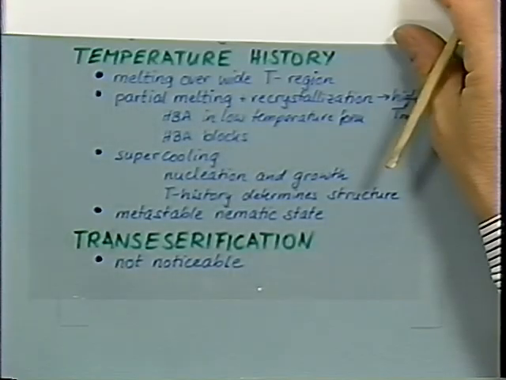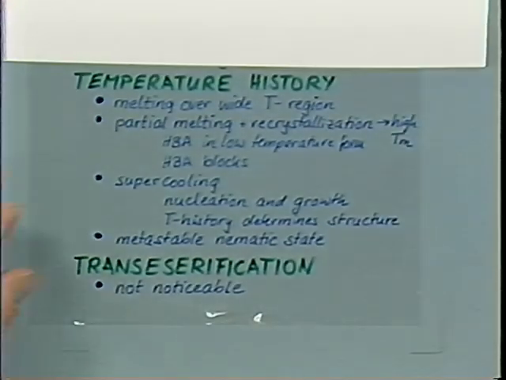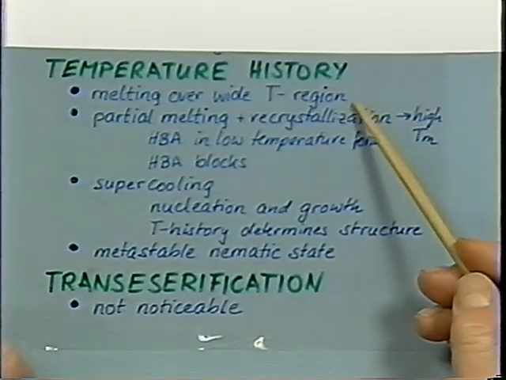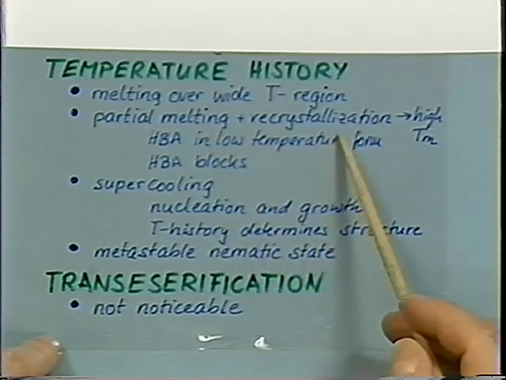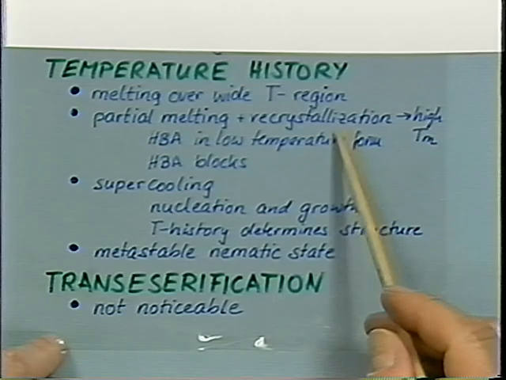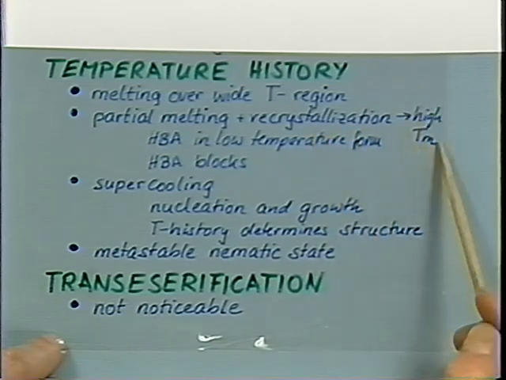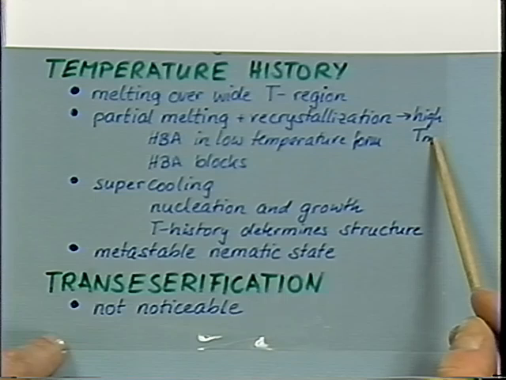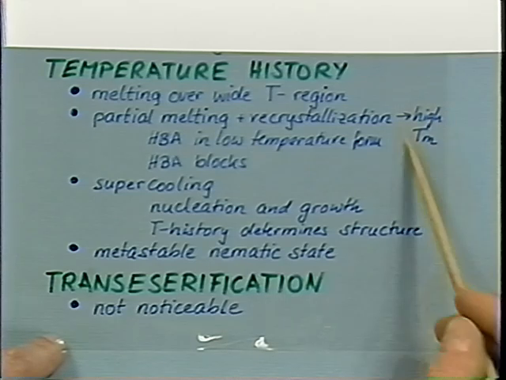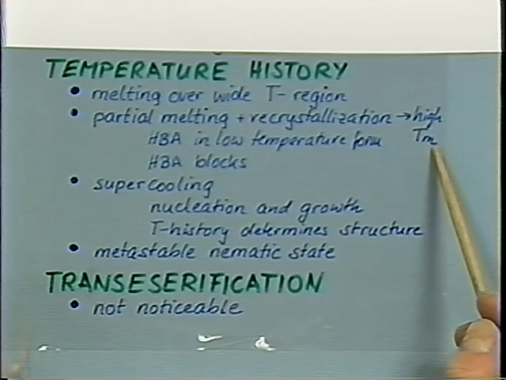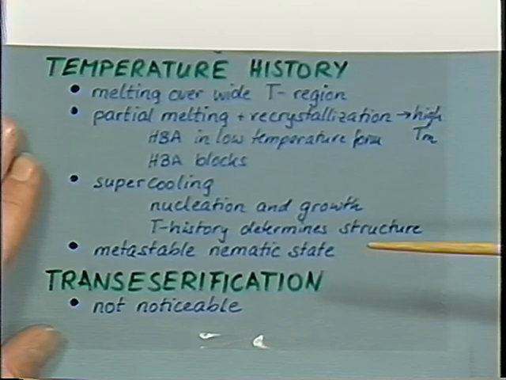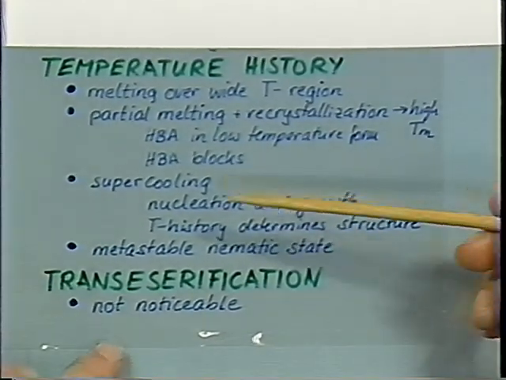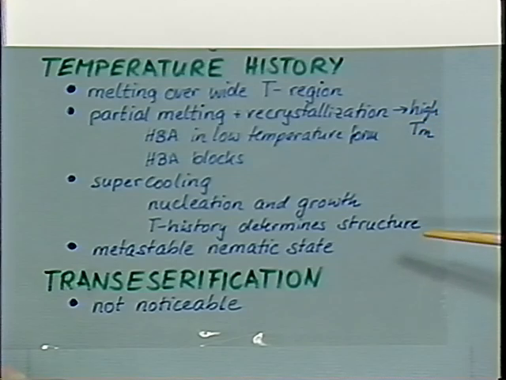Talked about rheology before. Temperature history shows melting over a very wide temperature range. The partial melting will result in a recrystallization and further in a structure which has a very high melting temperature. And that type of structure is attempted in processing. The supercooling will increase the formation of those highly ordered regions.